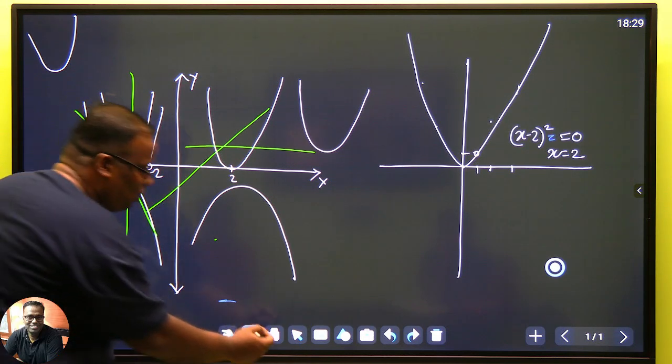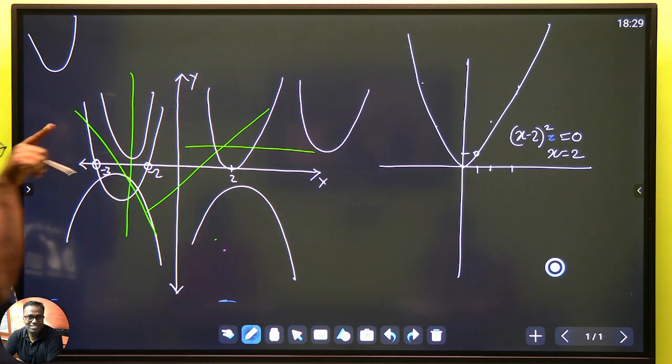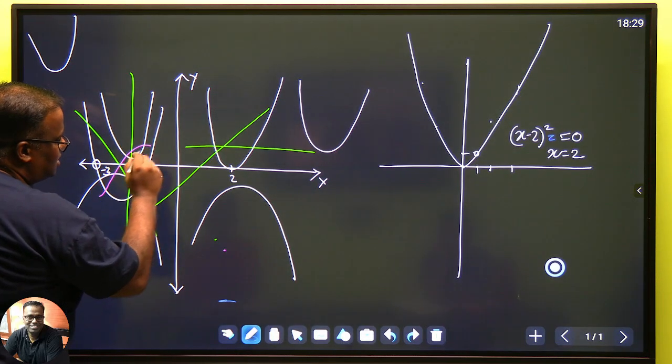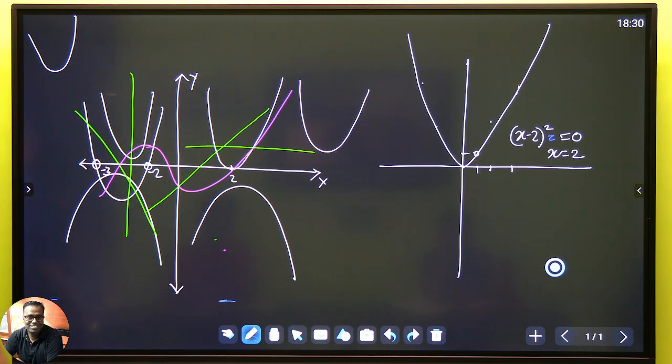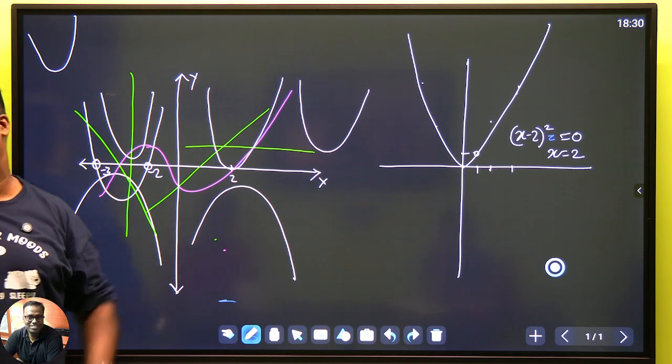Had this been a cubic, now these are the parts that your syllabus doesn't take. If it was a cubic polynomial, the graph will be like this. It touches once, second, and third. Maximum it can touch thrice, three times it will touch the x-axis, and wherever it is touching the x-axis is a solution.